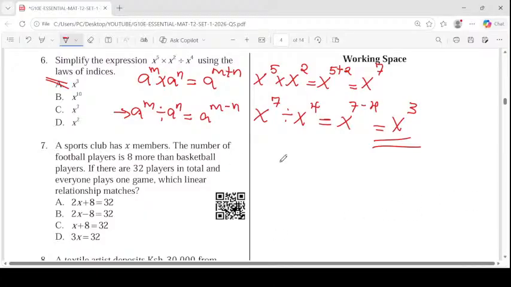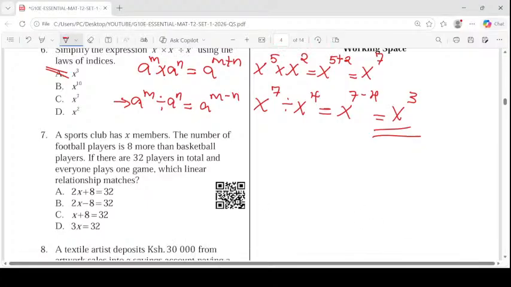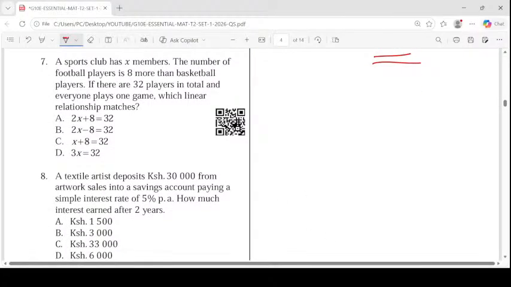Let me make progress. We are going to question number 7, sorry. Question number 7. A sports club has X members. The number of football players is 8 more than basketball players. If there are 32 players in total and everyone plays one game, which linear relationship matches? A sports club has X members. The number of football players is 8 more than the number of basketball players.